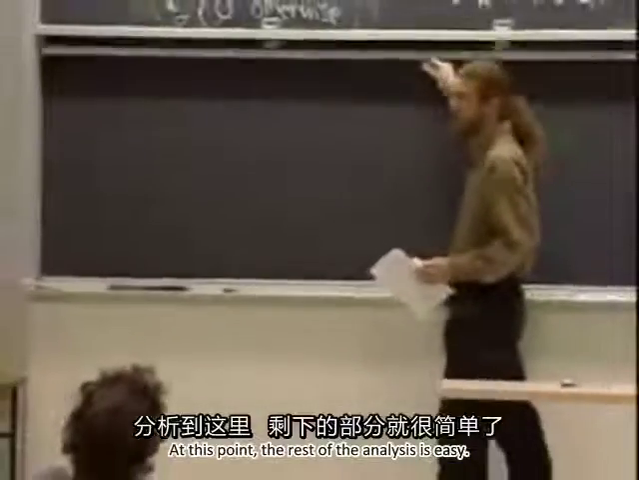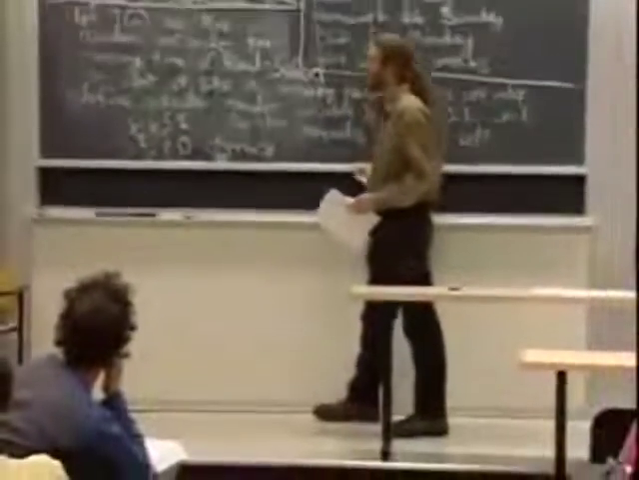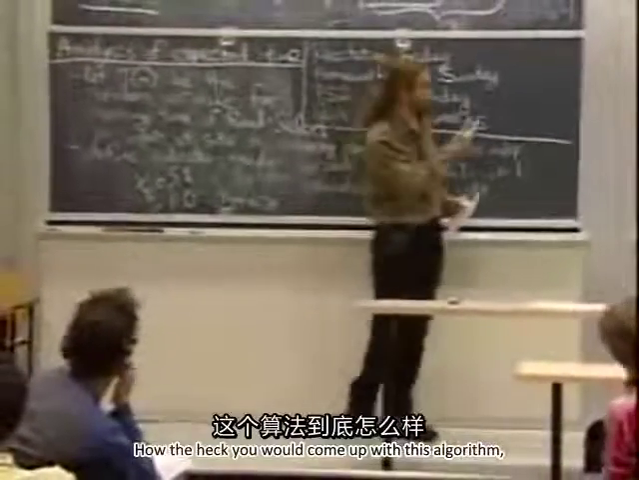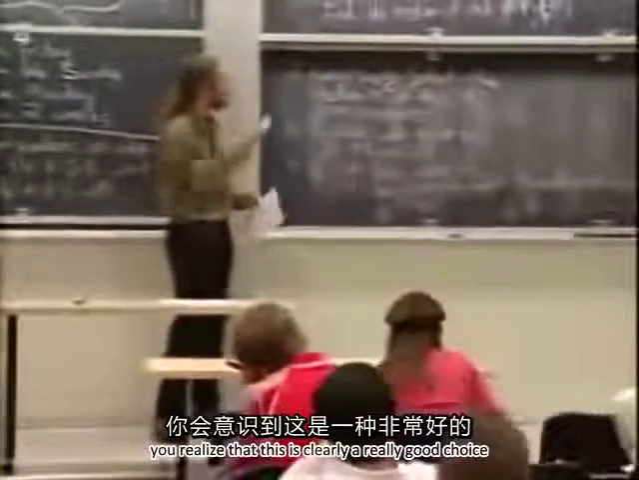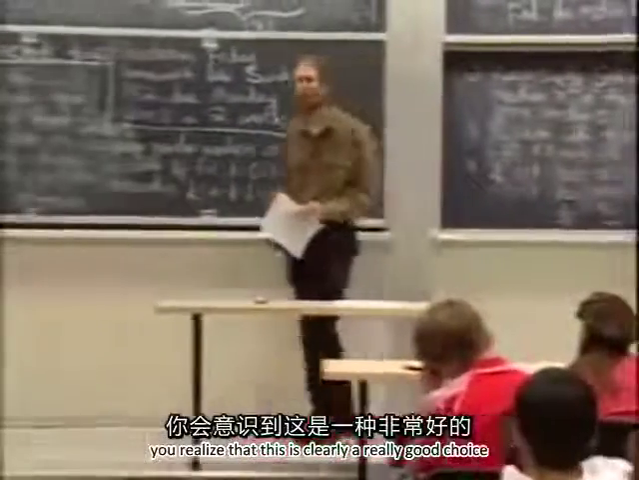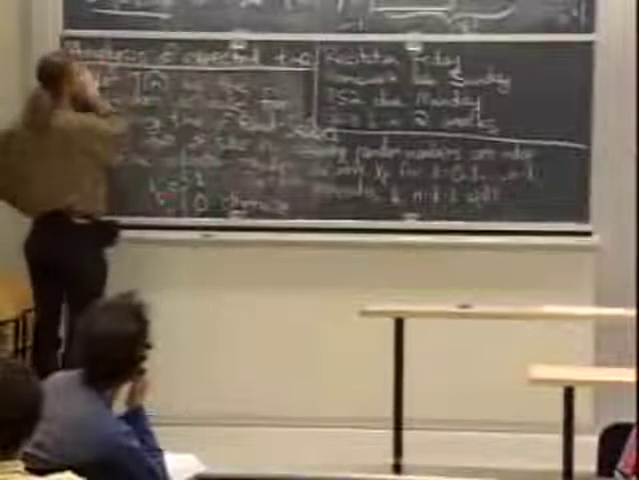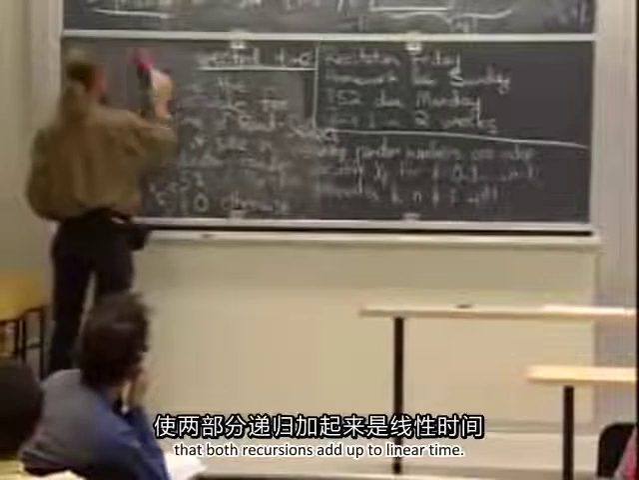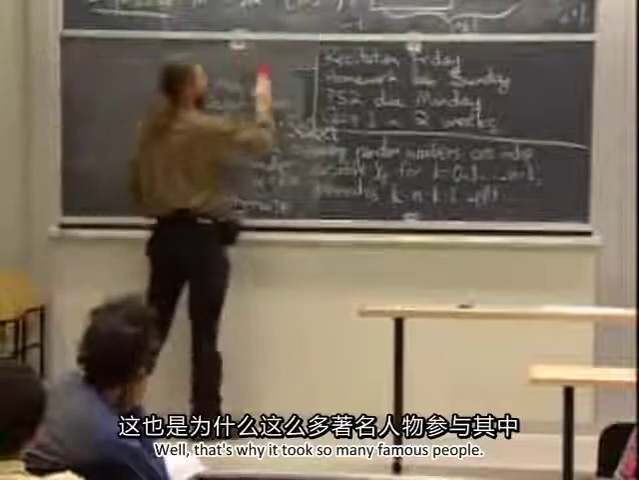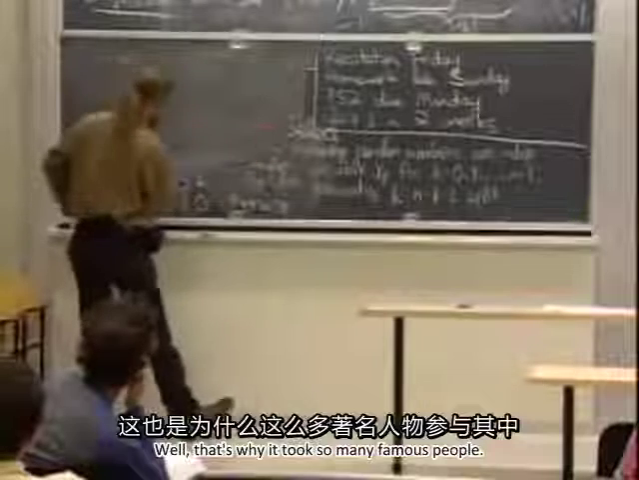At this point, the rest of the analysis is easy. How the heck you would come up with this algorithm and realize that this is clearly a really good choice for finding a partition element, just barely good enough that both recursions add up to linear time. Well, that's why it took so many famous people.